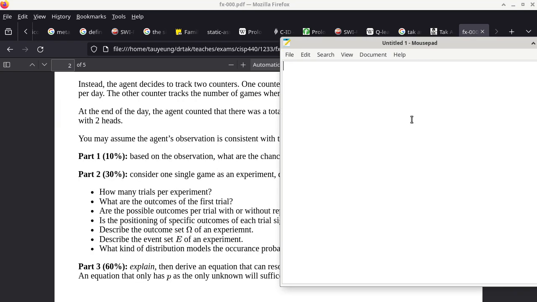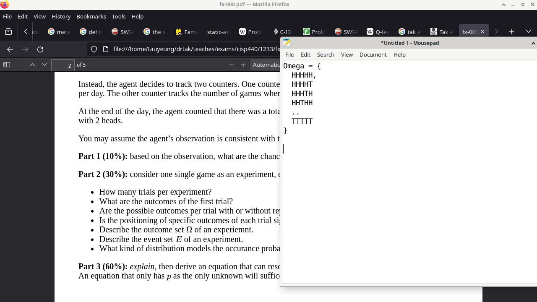drag it to here. All right, so Omega is a set. That's the first thing, you have to indicate that it is a set. So there are two ways to look at this. The first way is to look at it from the permutation perspective. Then you can have HHHHH, and then HHHHT, HHHTH, HHTHH. So this is going to be long. There will be 32 of these, and the last one, according to this pattern, is going to be all tails.